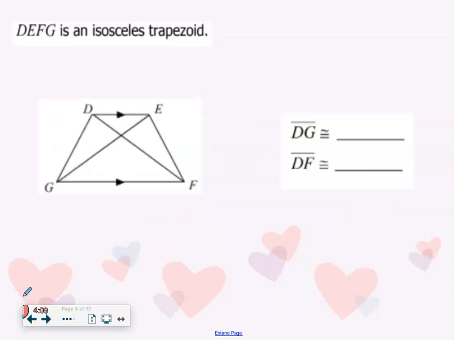Okay, we are told it's an isosceles trapezoid. What is DG congruent to? EF. Our legs are congruent. DF is congruent to what? EG, because our diagonals are congruent. Yeah, it is. Your diagonals are the same. These guys are the same. Oh no, that's parallel. It's not a parallelogram. Oh. Not a parallelogram.